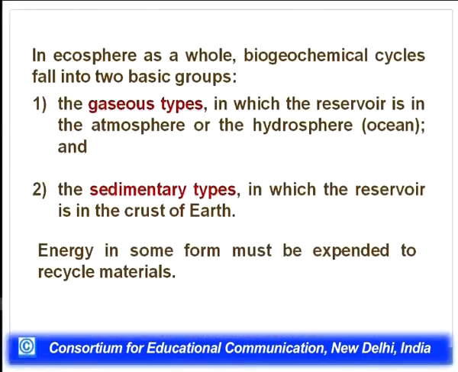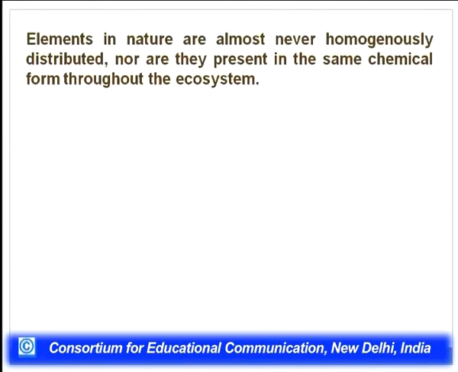Now again, I would like to emphasize at this point that energy in some form must be expended to recycle the materials. The nutrient cycles by themselves do not run. They run on the energy that needs to be expended for the nutrients to be cycled in the ecosystem. If we look at this, the elements in nature are almost never homogeneously distributed, nor are they present in the same chemical form throughout the ecosystem. And that is why the conversion takes place.